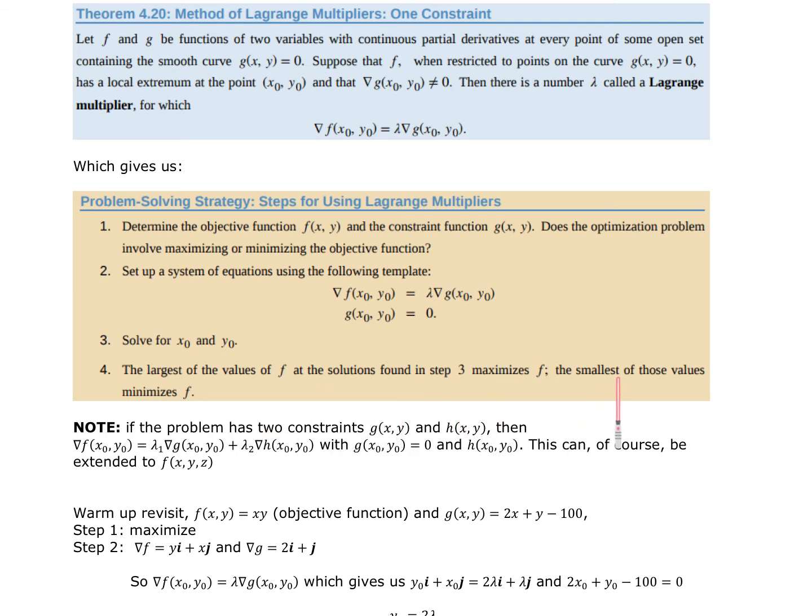The smallest value minimizes. Now, if the problem has two constraints, say g and h, then the gradient of f at x naught, y naught is going to be lambda 1 times the gradient of g at x naught, y naught plus lambda 2 times the gradient of h at x naught, y naught, where g of x naught, y naught is equal to 0, and so is h of x naught, y naught. This, of course, can be extended to 3-space where I have x, y, and z.